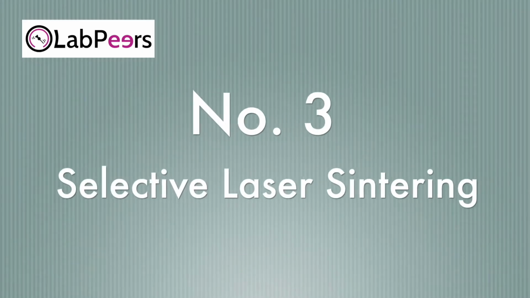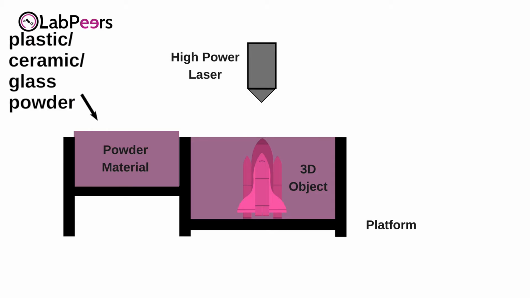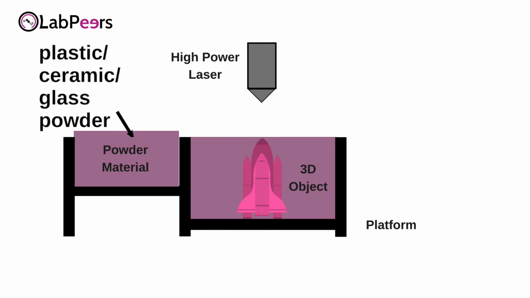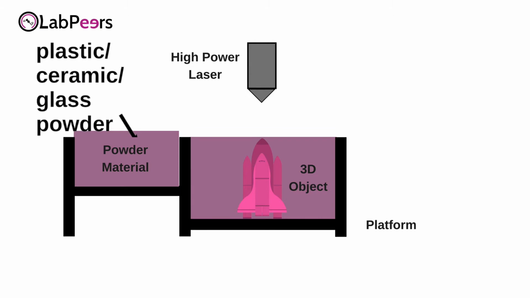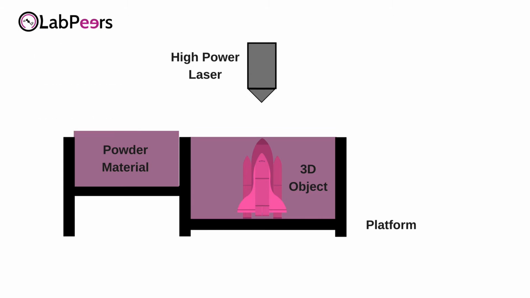Next up, we have selective laser sintering. In selective laser sintering, the starting material is either plastic, ceramic, or glass powder. In order to fuse these powders, a high power laser is used. After each layer, the powder is raised and the 3D object is lowered, and a mechanical roller rolls out new powder material onto the printed object.